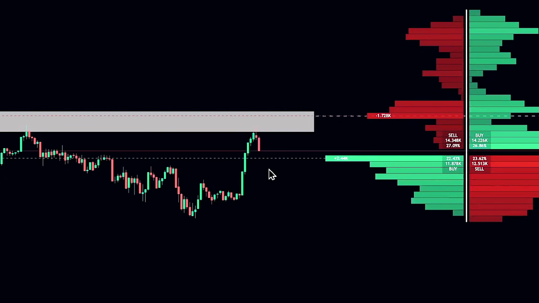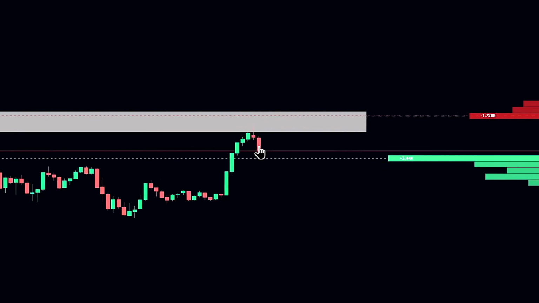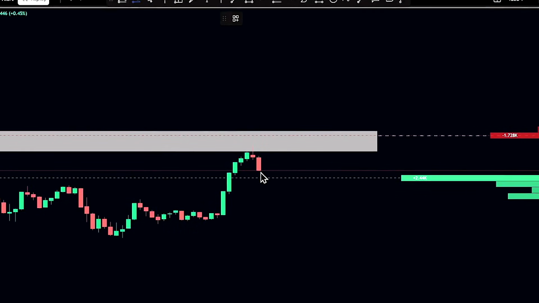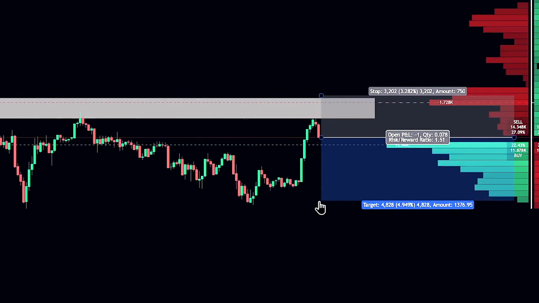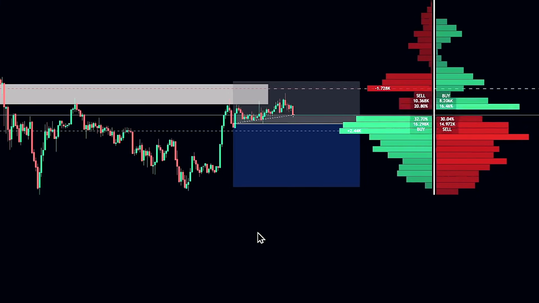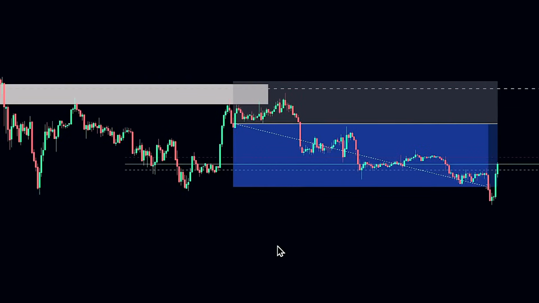A few hours later, price reaches the level, gets rejected, and prints that engulfing candle. Enter a short position, and as you can see, after some time passes, the trade becomes profitable with roughly a 1 to 1.5 risk to reward ratio.